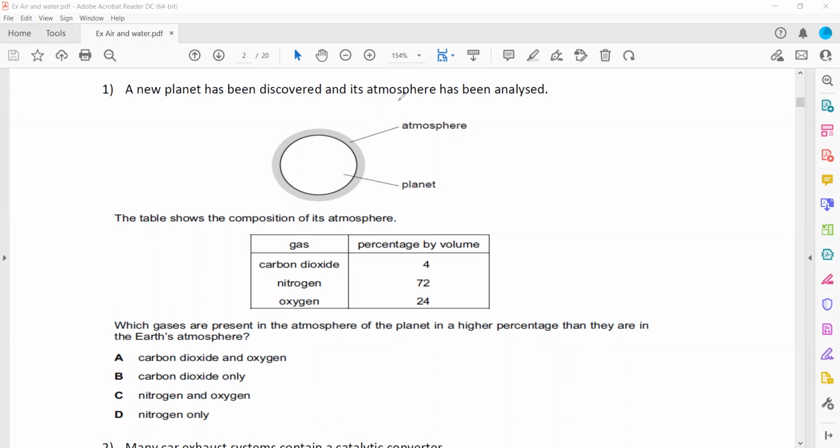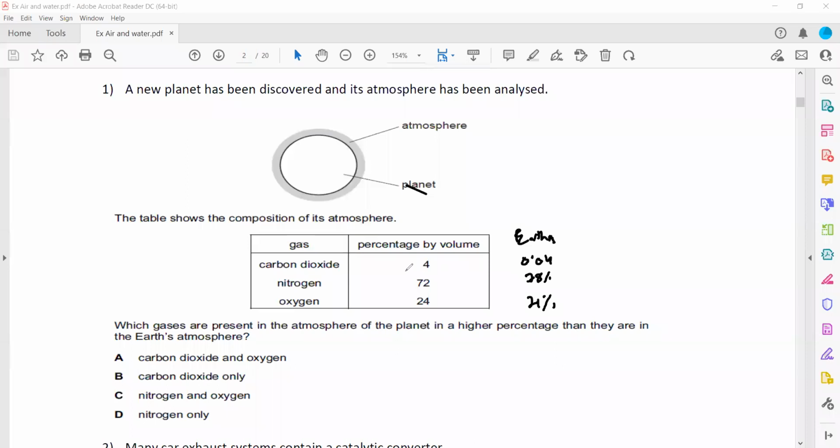A new planet has been discovered and its atmosphere has been analyzed. The table shows the composition of the new planet. Which gases are present in the atmosphere in a higher percentage than on Earth? When we compare with Earth, how much carbon dioxide do we have? About 0.04% carbon dioxide is there on Earth. Nitrogen is about 78% and oxygen 21%. So compared to Earth, this is the atmosphere of the planet shown. The question is, which gases are present in the atmosphere of the planet at a higher level?